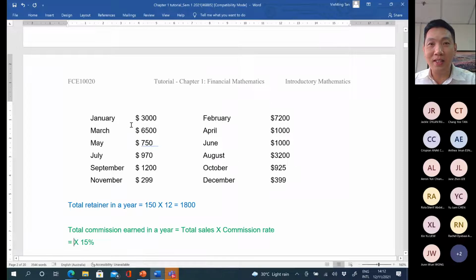Total sales is using the total of monthly sales. That's the meaning. Total sales means you have to sum up all the monthly sales. So it's 3,000 plus 6,500 plus 750 plus 970 until December, 399. You have to sum up all these figures. So anybody, have you calculated the answer? I'll wait for you to give me the answer for the total sales.